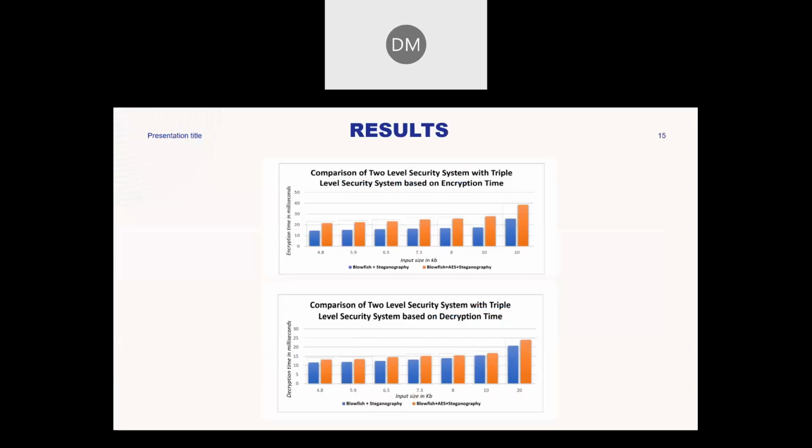Now this graph shows the comparison of two levels with three levels based on encryption time. Using only Blowfish and LSB encoding doesn't show much throughput. But whenever I include one more level of security with the help of AES, so totally three levels of cryptography and one of steganography, the graph depicts that the security throughput was much better when using all three of them.